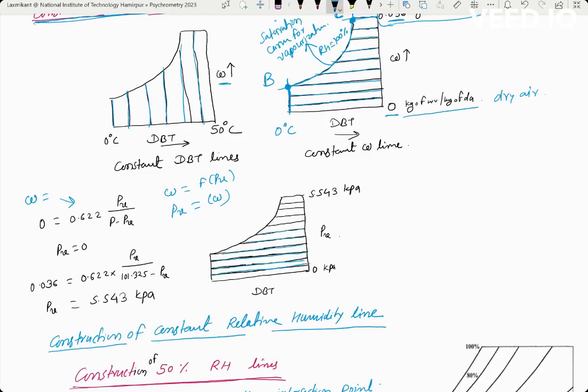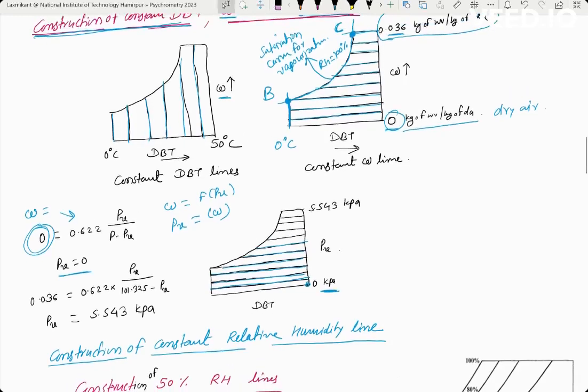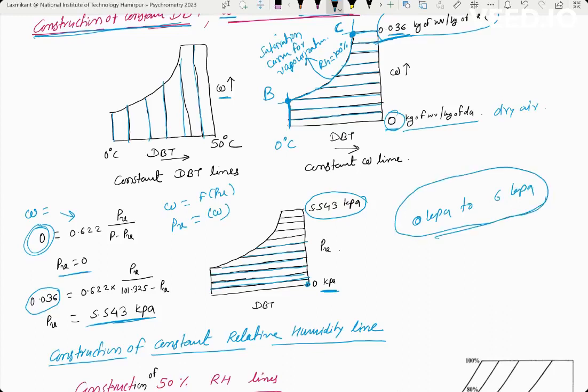How do we evaluate the zero vapor pressure? If we put omega zero in this formula, then we can find PV, so PV will also be zero, that is 0 kilopascal. And if we put 0.036 in this formula, then we will have the maximum vapor pressure, that is 5.543 kilopascal. So this is the maximum vapor pressure of the atmosphere. So generally the partial vapor pressure varies in between 0 kilopascal to 6 kilopascal. This is the partial pressure of water vapor in the air.